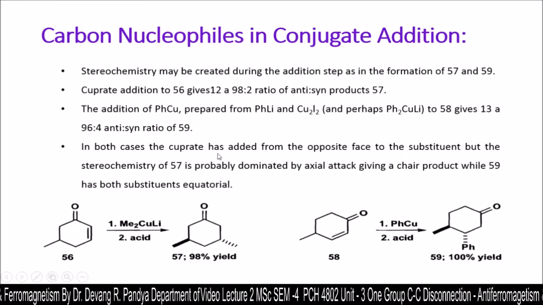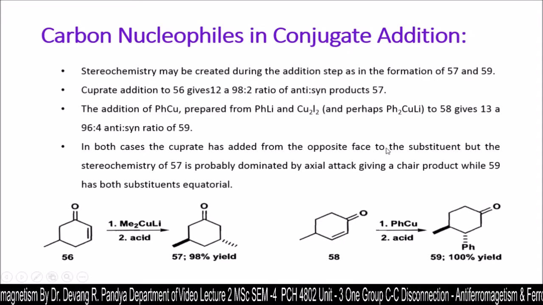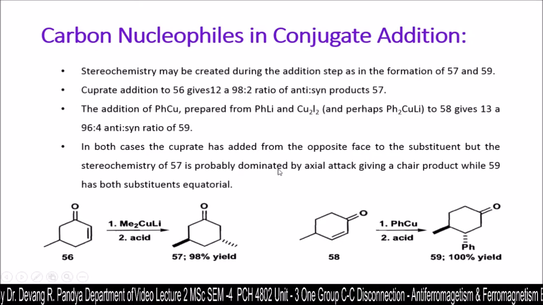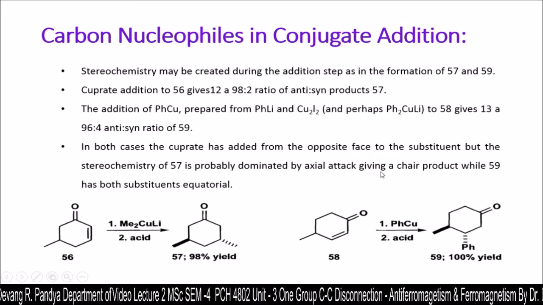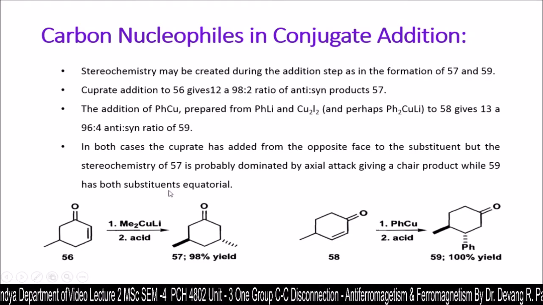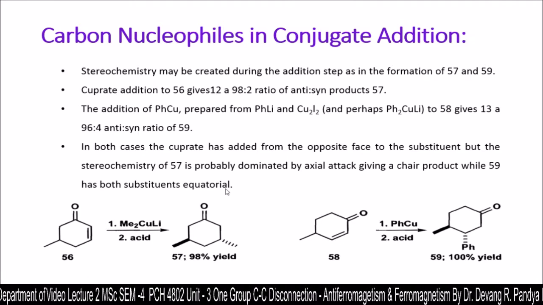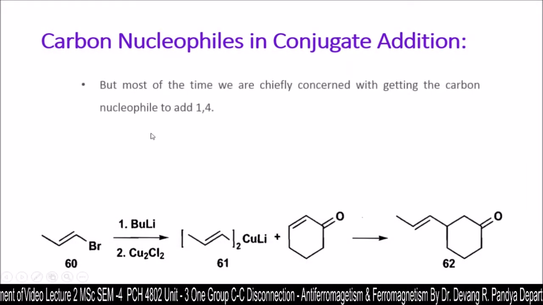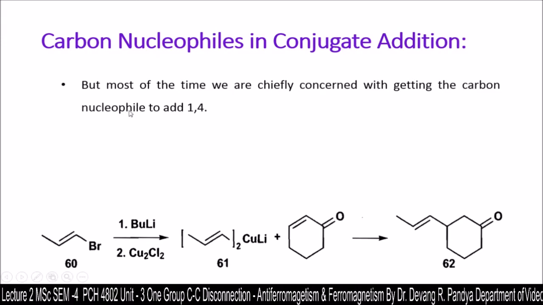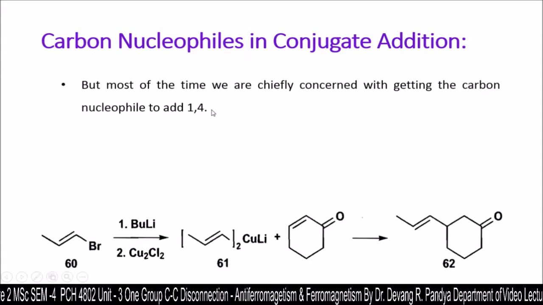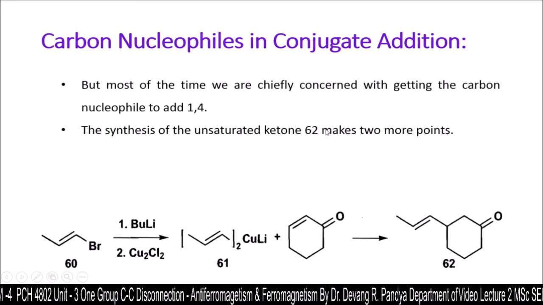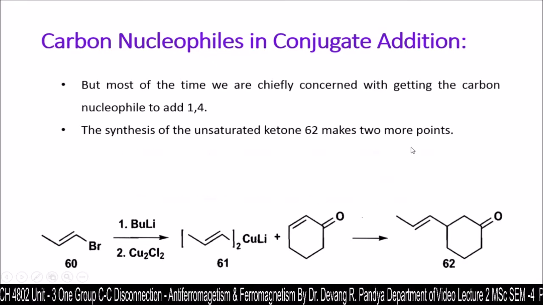In both cases, the cuprate has added from the opposite face to the substituent, but the stereochemistry of 57 is probably dominated by axial attack giving a chair product, while 59 has both substituents at equatorial positions. But most of the time we are chiefly concerned with getting the carbon nucleophile to add 1,4, that is, Michael addition. The synthesis of the unsaturated ketone 62 makes two more points.